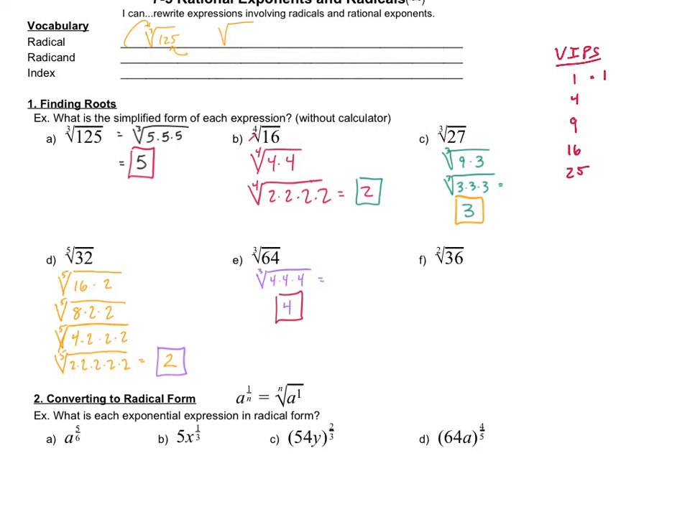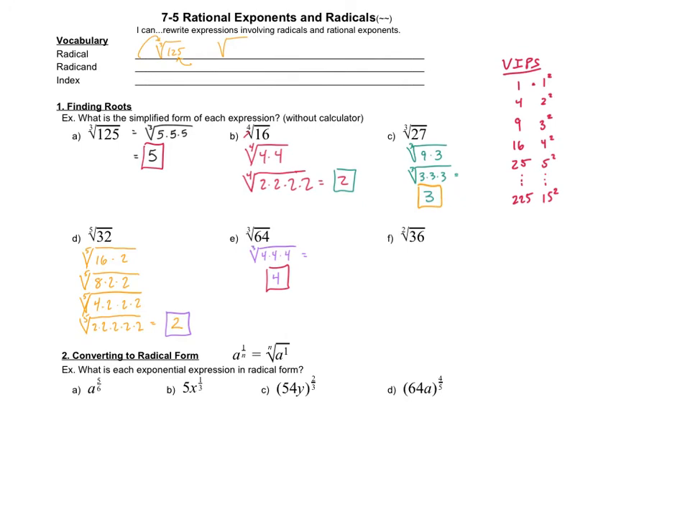These very important products are 1 squared, 2 squared, 3 squared, 4 squared, 5 squared, and continuing down. At this point you should know up to 225, which is 15 squared, at this level of your education. And when it comes to your perfect cubes, you should know that 1 is 1 cubed, and 8 is 2 cubed. You should have a couple of these in your memory bank.